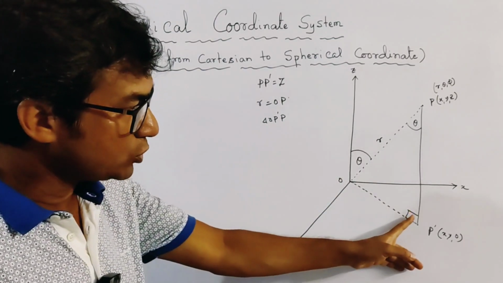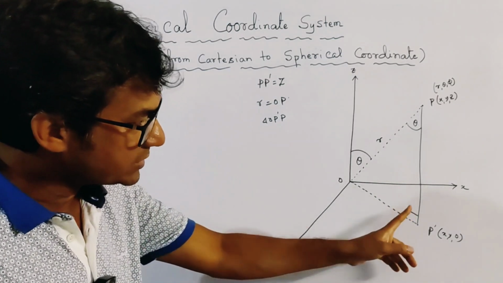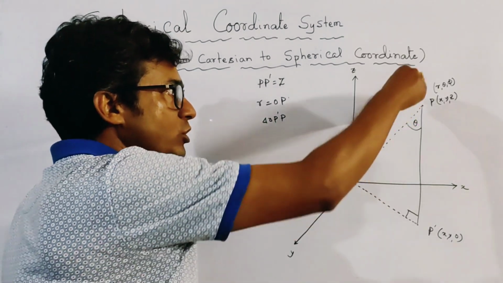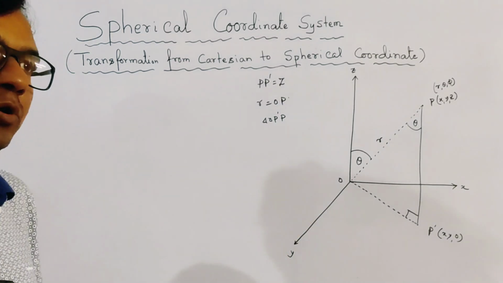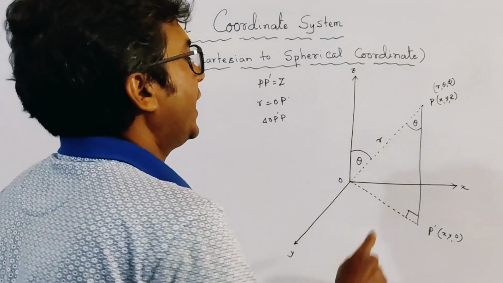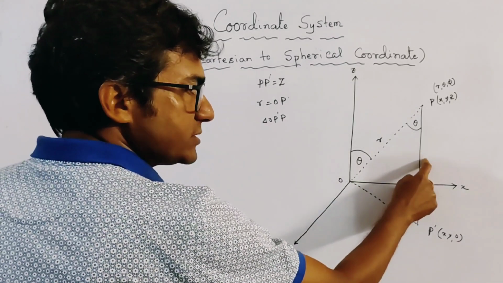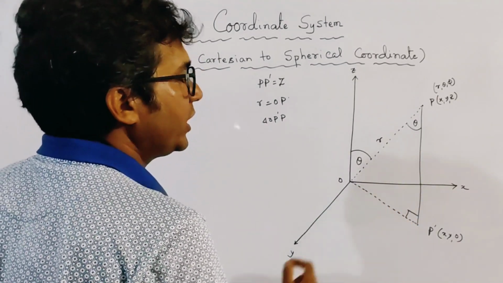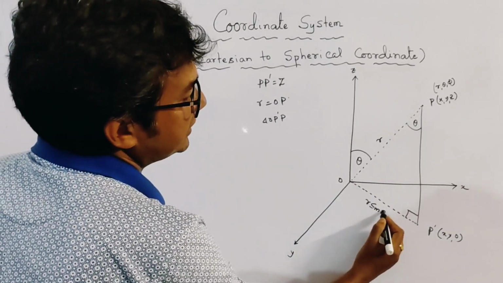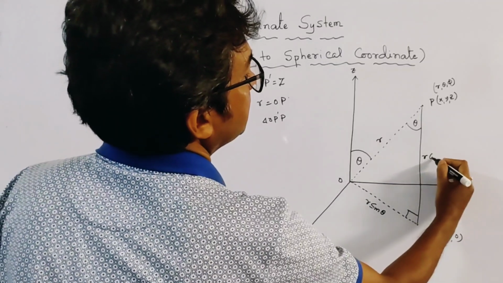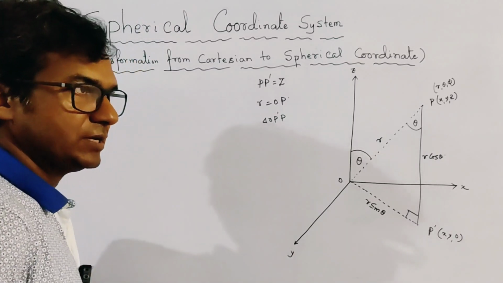Originally this does not look like pi by 2, like a right angle, but it is taken to be a right angle because this line from this point to this point is perpendicular to the xy plane. From the property of a right angle triangle, this is the base and this is the height. So we write this as r sin theta and this as r cos theta.